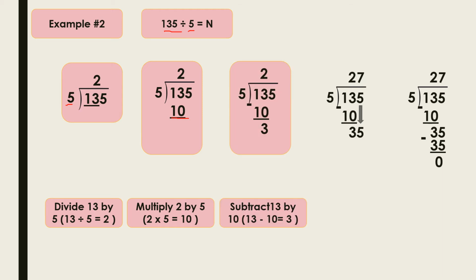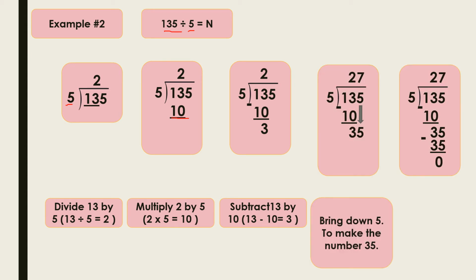Third step, subtract. 13 minus 10 equals 3. So, you just write it below. The fourth step, bring down 5. So, again, bring down 5. You write it and you divide 35 by 5, and that is 7.